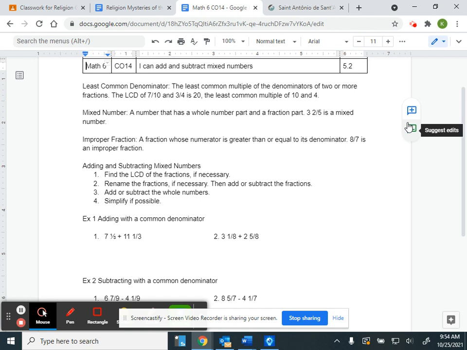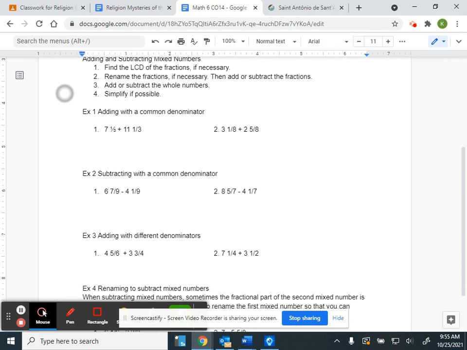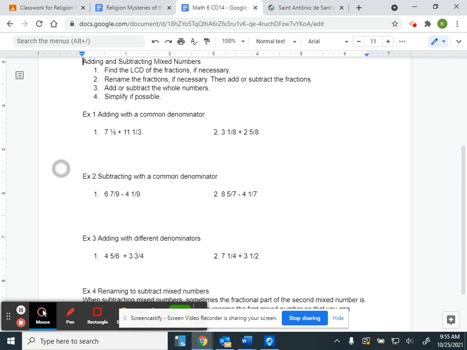A mixed number is a number that has a whole number part and a fraction part. So 3 and 2/5 is a mixed number, as the 3 as the whole number, the 2/5 as the fraction. An improper fraction is a fraction whose numerator is greater than or equal to its denominator. 8/7 is an improper fraction. The numerator is more than the denominator. So today we're looking at adding and subtracting those mixed numbers.